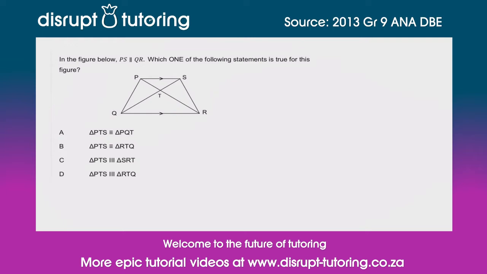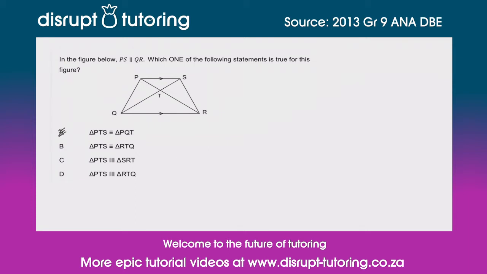Starting off with A, they've said to us triangle PTS, which is that triangle over there, is congruent. So that sign over there means congruent. Congruent means that the two shapes are exactly the same. Exactly the same in every way. Same size sides, same size angles, everything about the shapes are the same. So let's have a look at those two triangles, PTS and PQT. Now, with the naked eye, these two triangles don't look exactly the same. So on that basis, I'm going to disqualify A.